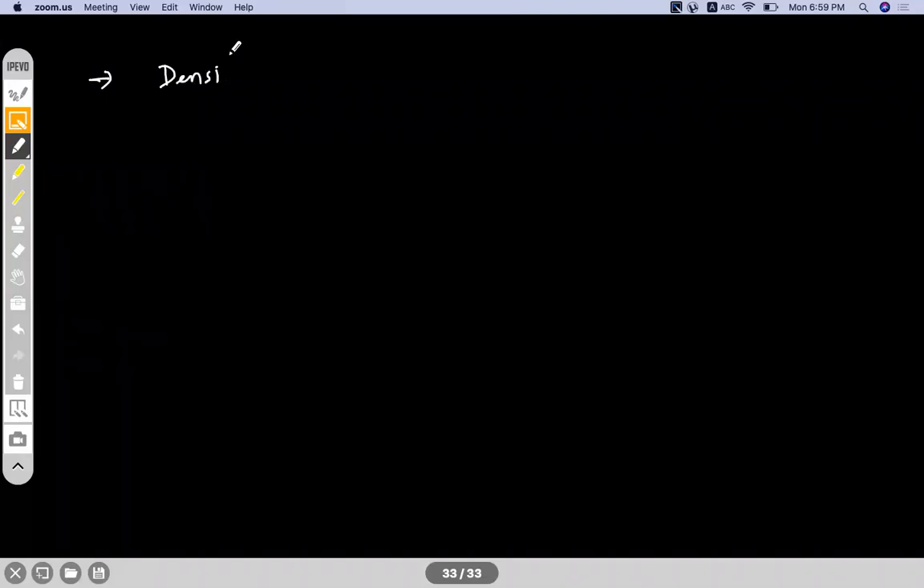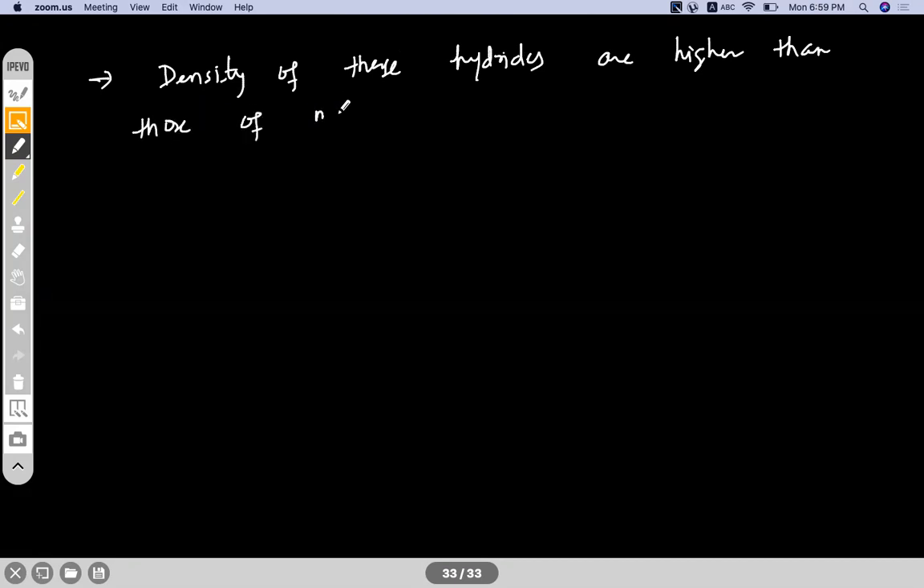Second property, write down the density of these hydrides. These hydrides are higher than those of metals from which they are formed.